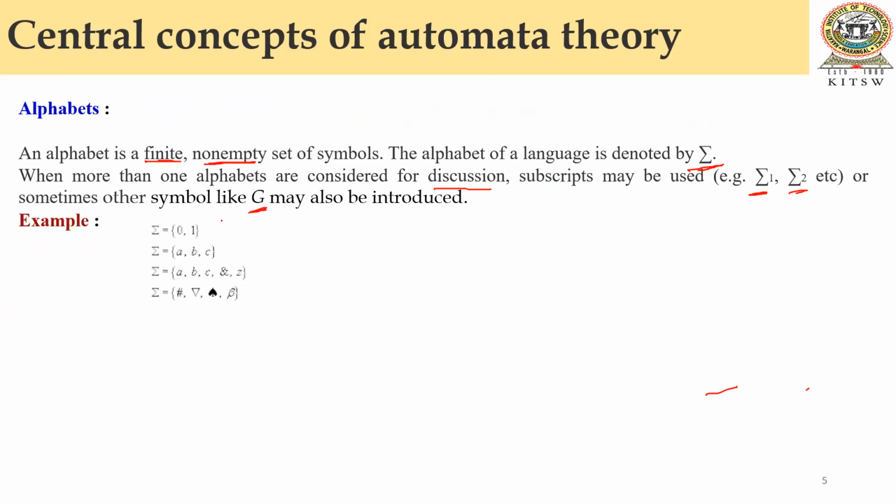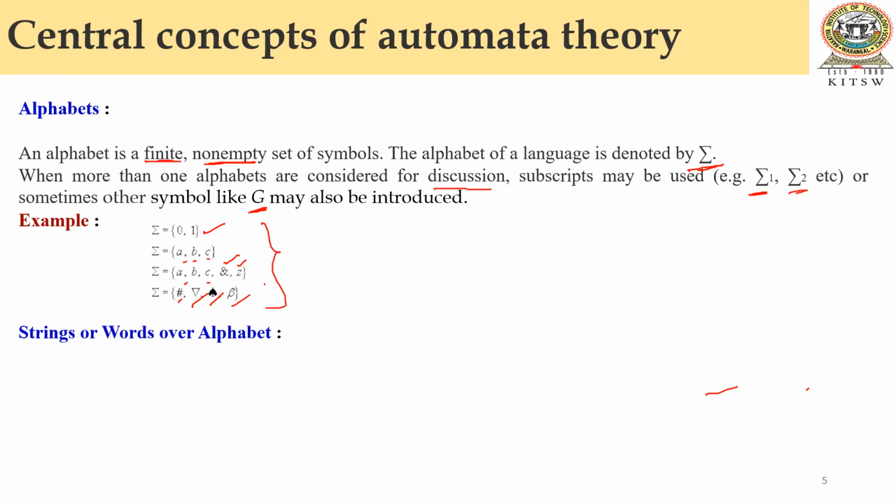Examples: sigma equals {0, 1}, that is, the set of symbols 0 and 1. Another set of symbols is {a, b, c, ..., z}. And there are other symbols like hash, cap symbol, beta. Like that, there are several symbols. They are all examples of alphabets.